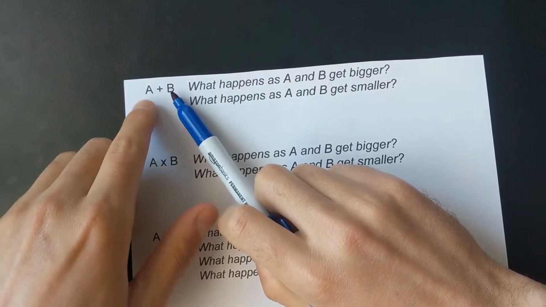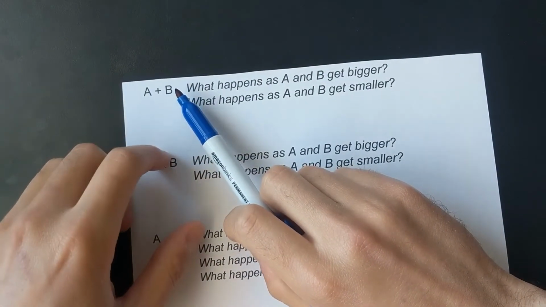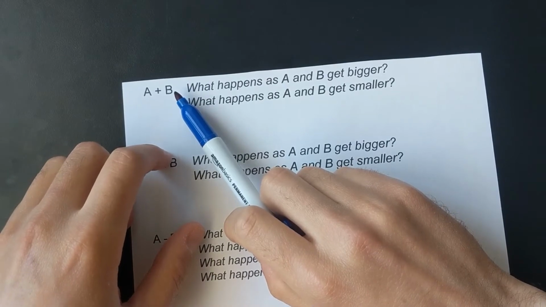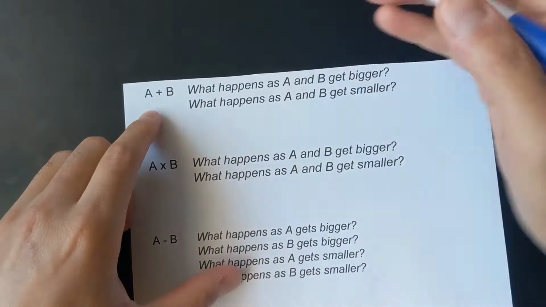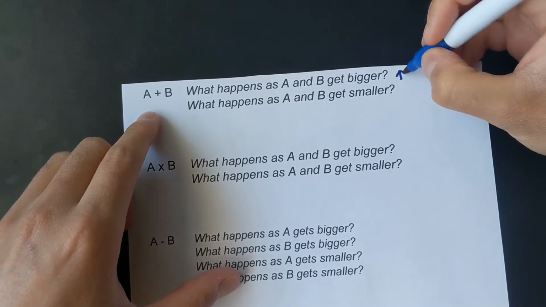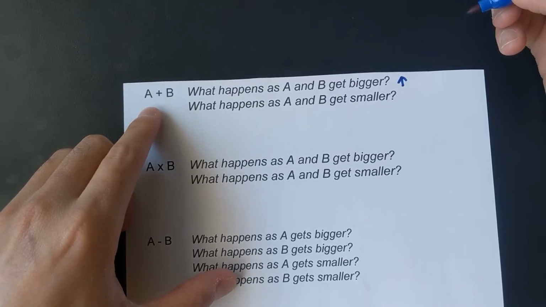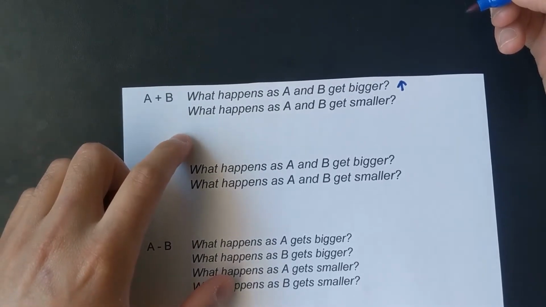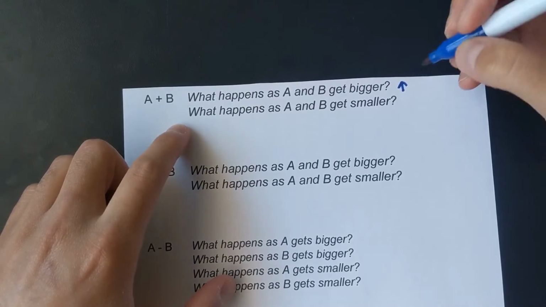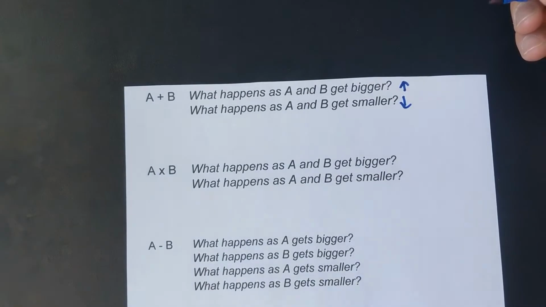So if I'm adding two numbers, if I made A bigger, my answer would get bigger. If I made B bigger, my answer would also get bigger. If I made both of them bigger, definitely gets bigger. That increases. Similarly, if I make A smaller, my answer would get smaller. If I was to make B smaller, my answer would get smaller. If I make both of them smaller, my answer definitely decreases. Hopefully that's quite obvious.